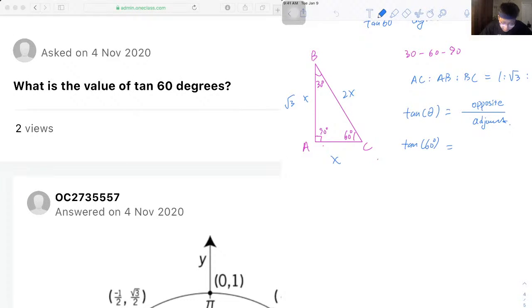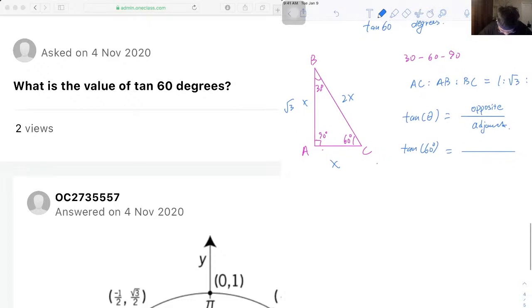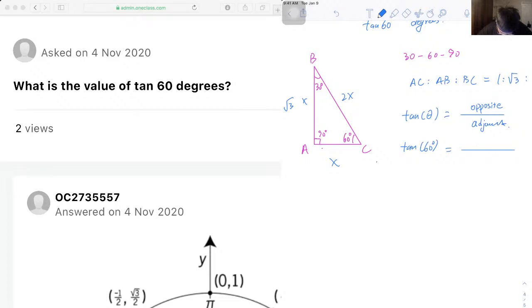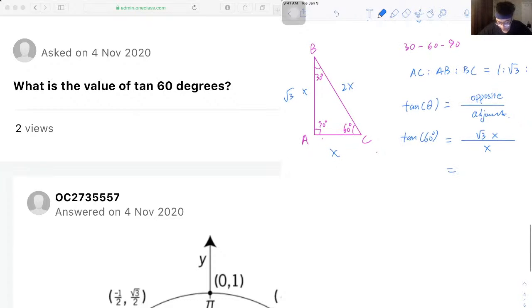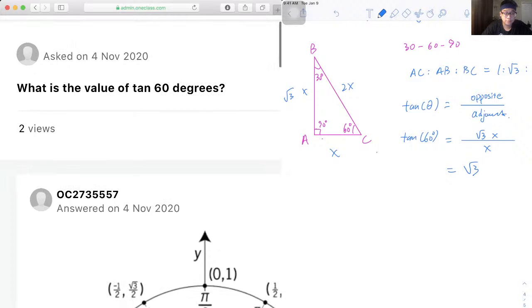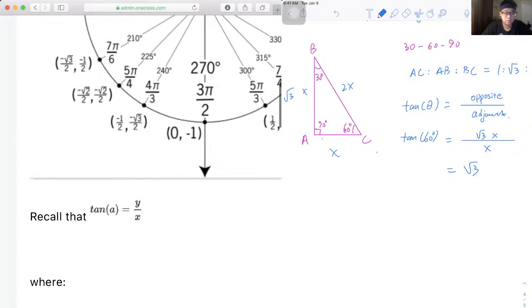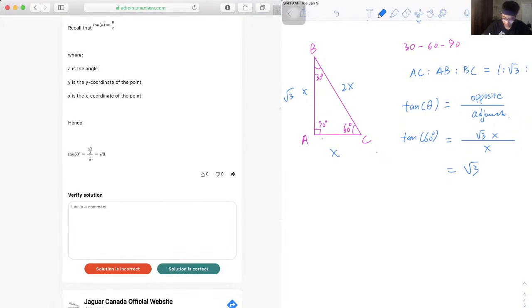Yeah, so for tangent 60, it is equal to root 3x over x, where x can be cancelled out, which gives us root 3 for our answer. Okay.